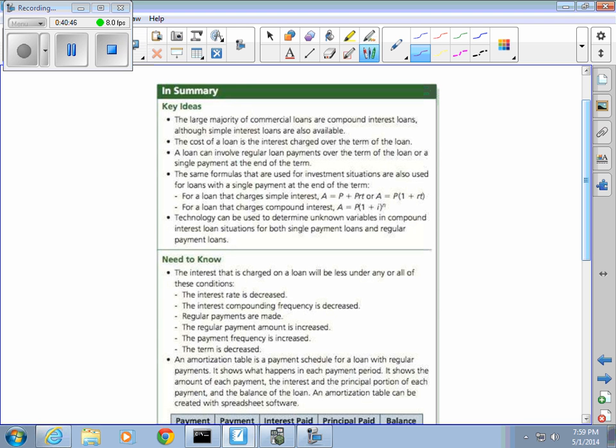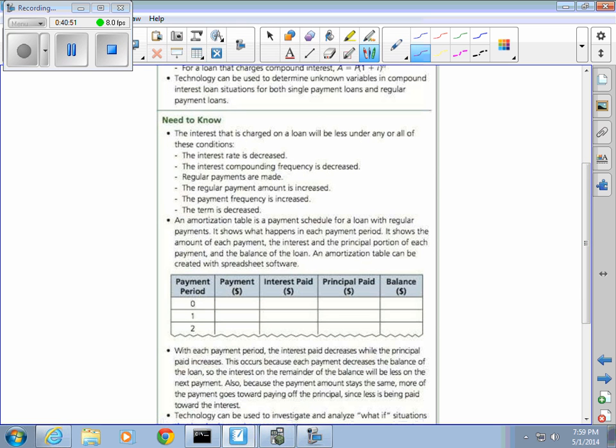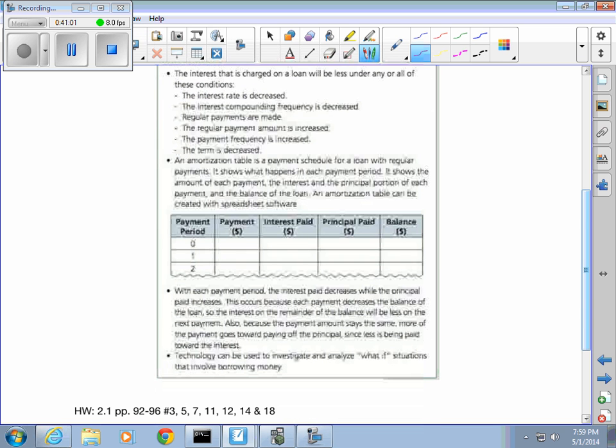So an amortization table is a payment schedule for a loan with regular payments. It shows what happens in each period. So it's just when you actually do each calculation for each payment period. With each payment period, the interest decreases while the principal paid is increasing. So this is happening because the payment decreases the balance of the loan, so then there's less to charge interest on, and then more money to go towards your principal amount. And technology is a good way to investigate those what-if situations. And that's all.